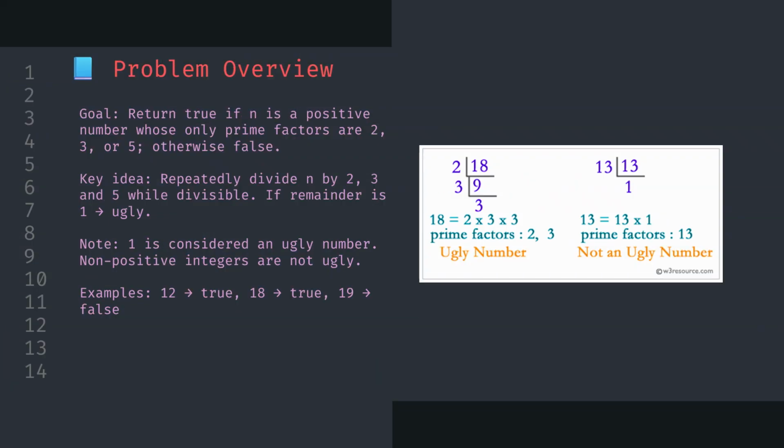Think about peeling off all factors of 2, 3, and 5. If anything else remains, a prime like 7 or 19, the number is not ugly. This approach is very efficient. It runs in time proportional to the number of 2, 3, 5 factors, which is tiny relative to n itself.